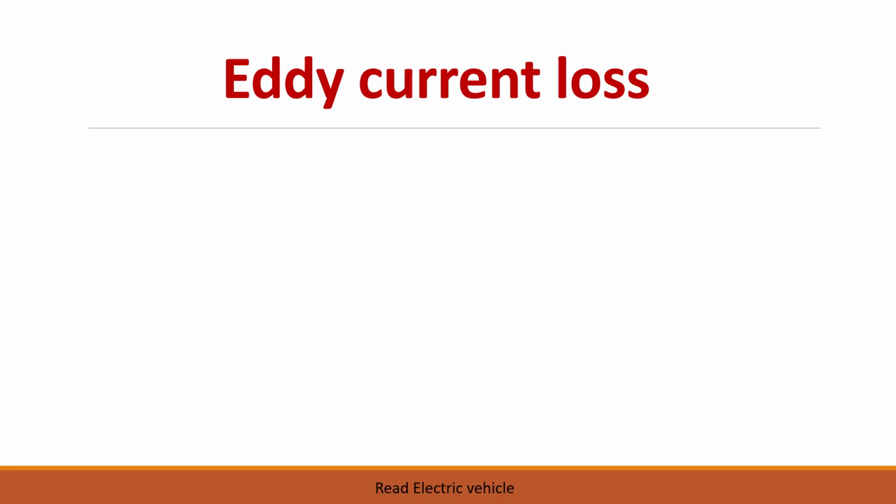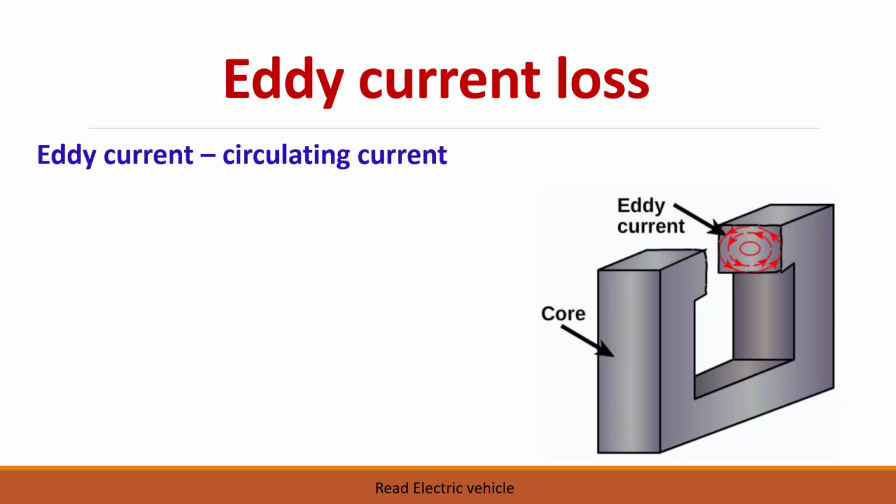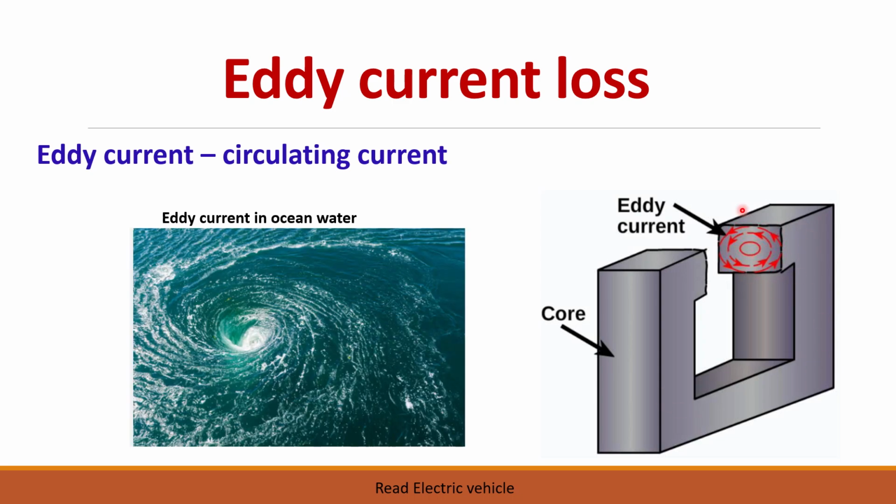Next we will see about eddy current loss. Eddy current means it's a circulating current. This occurs in the core, that is, some circulating current flows in the core. Eddy current got its name from the eddy currents in ocean water, because in ocean water we can see these types of eddy currents.